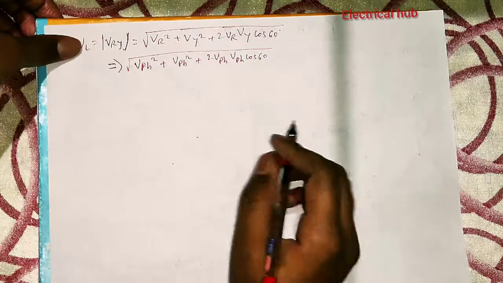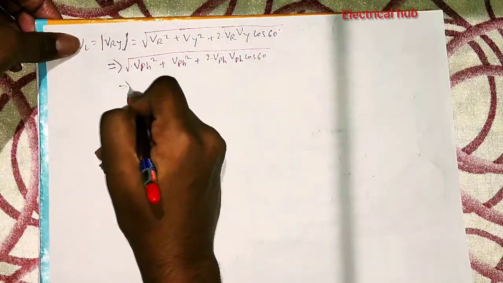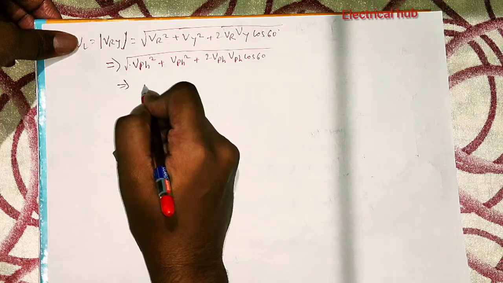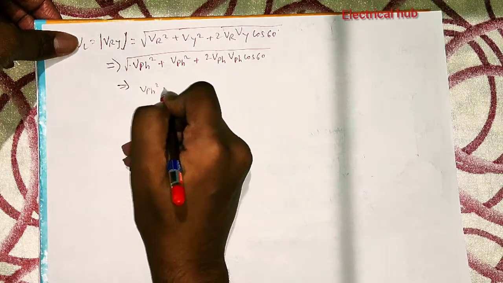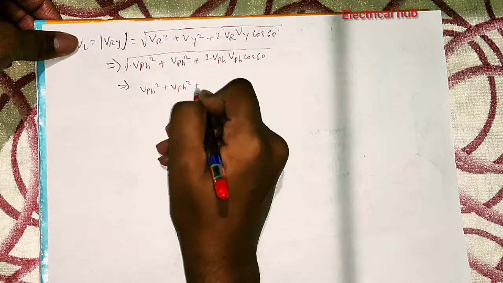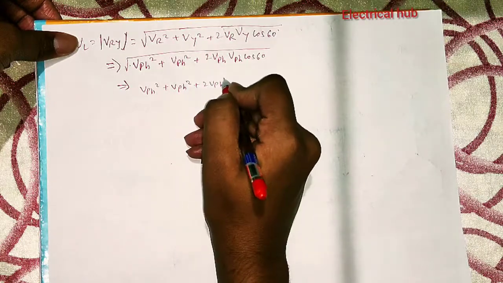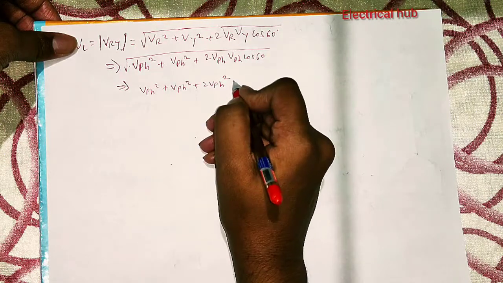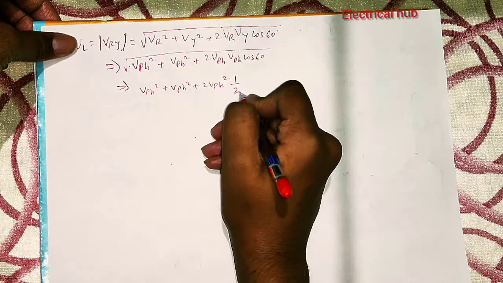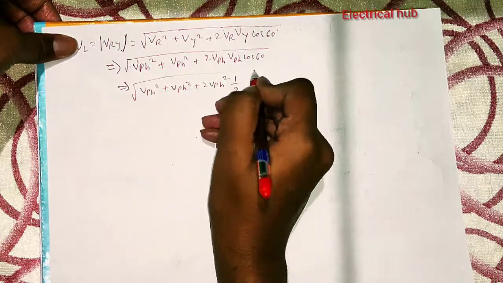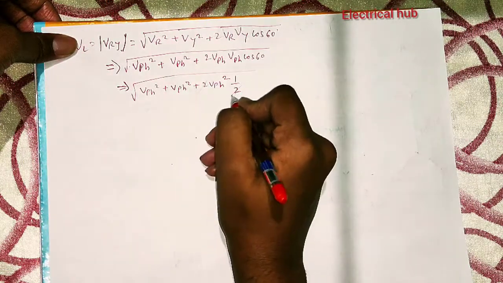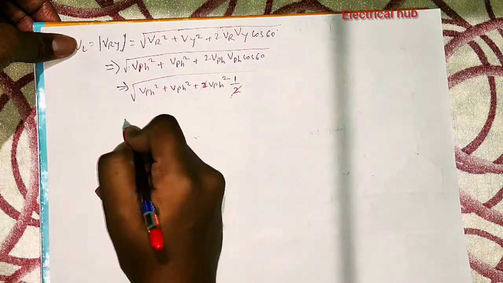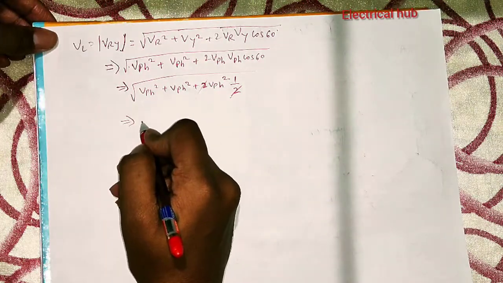This will be under the square root. And then if we simplify or resolve it, it will become VPH square plus VPH square plus 2 VPH square cos 60, and cos 60 will become 1 by 2. The value of cos 60 is 1 by 2, and this 2 and this 2 will get cancelled.